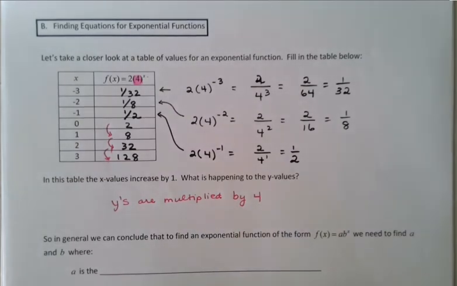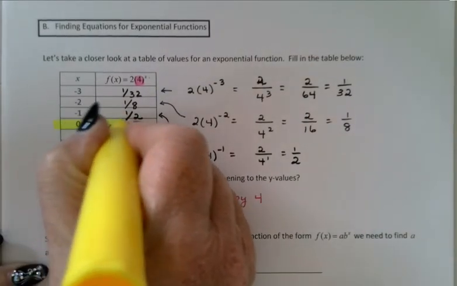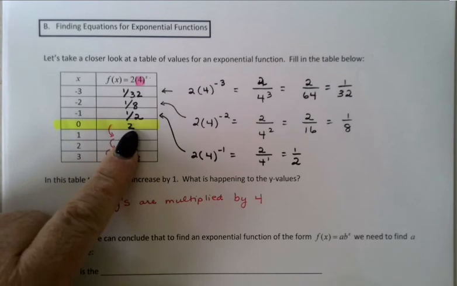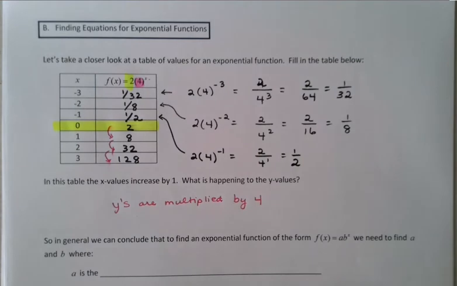One other thing to point out here, look at this line right there. When x is 0, y is 2. And notice 2 is really just the multiplier a in the exponential function. So I can identify that just by looking at the table as well.